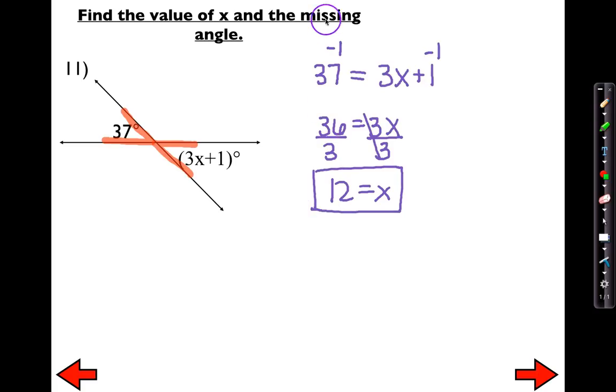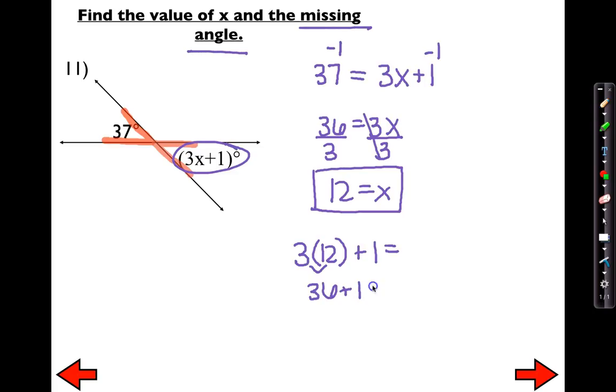That's part of it. They're also asking for the missing angle. So the missing angle is 3x plus 1. So I'm going to go ahead and simply plug in my value for x, which I got was 12. Then I will add 1. Now here we get 36 plus 1 equals 37. Now why does that answer look so familiar? Well, because remember, vertical angles are congruent. So was it really necessary for you to plug in this value to figure out that it was 37?